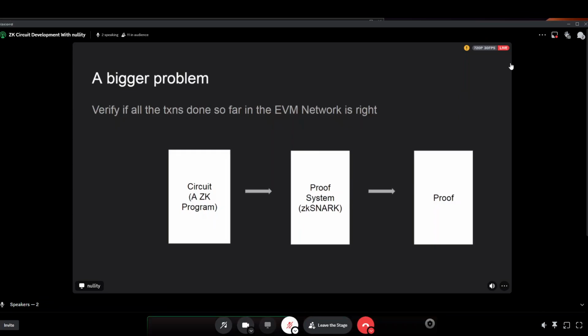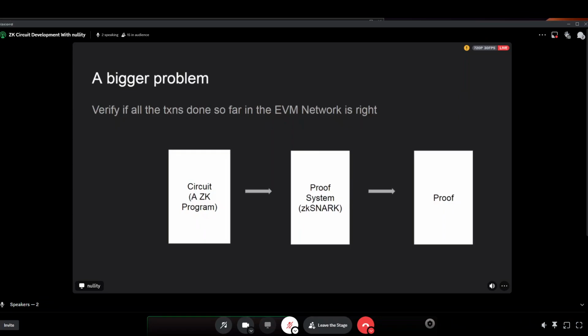Now, cool. So now we have a bigger problem. Now we're not just dealing with Alice and Bob and their secrets and their small petty issues. Now we're dealing with a bigger problem. If you're familiar with EVM, you know that every new node has to verify all the transactions done by all the previous nodes. And this is sort of a bigger issue.